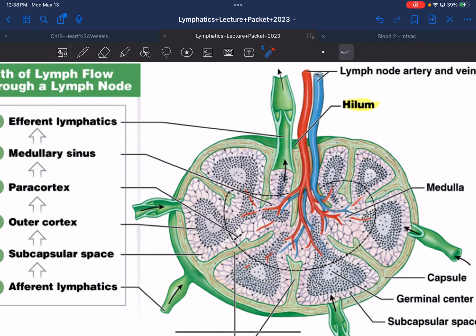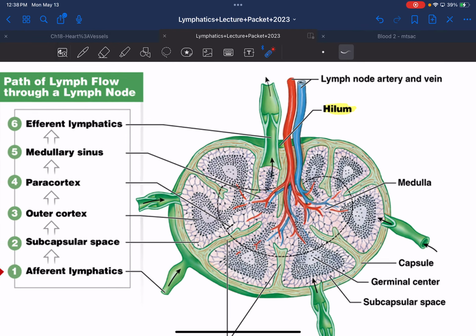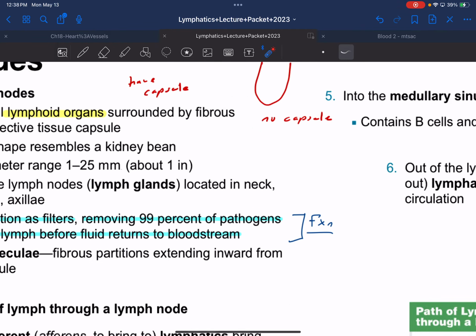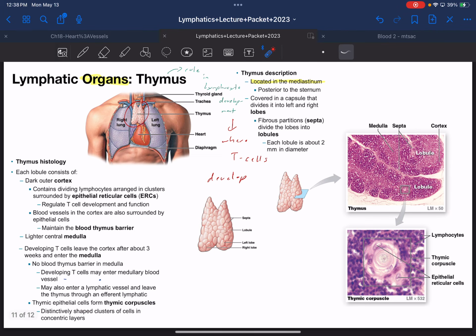I might bring this node back when we get to our urinary chapter, but right now don't worry about it. This is all we need. And so with that, we move on to the next page, to our next lymphatic organ.